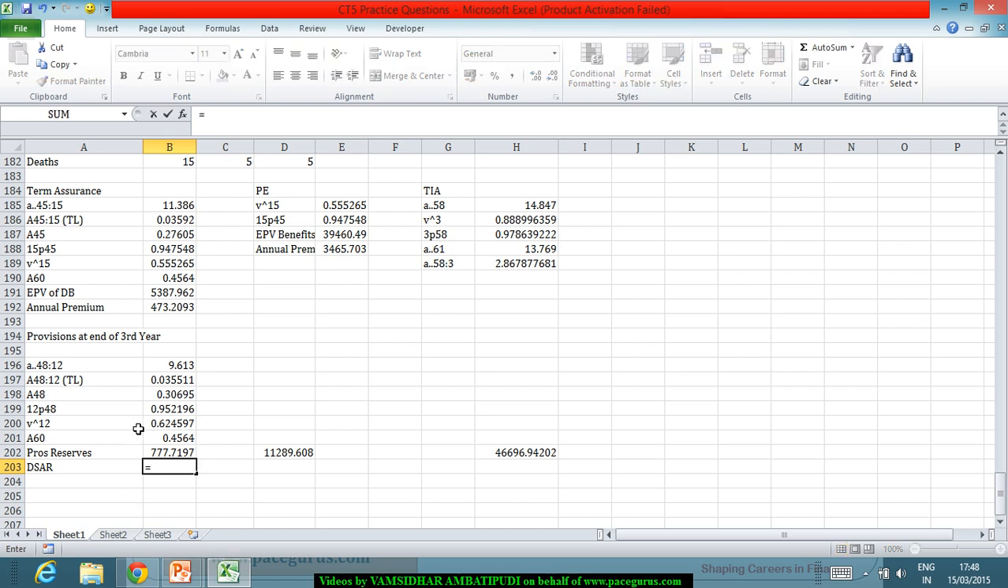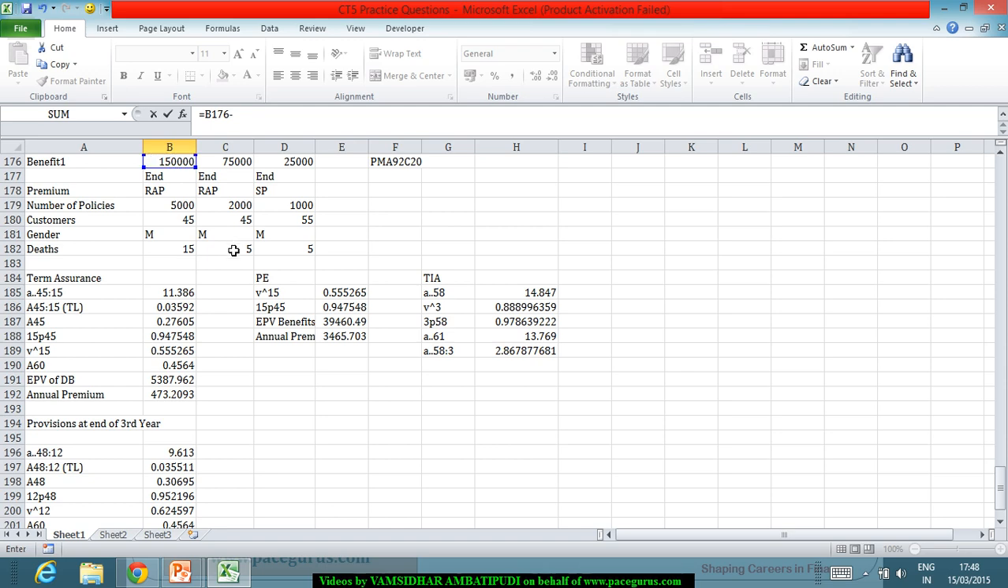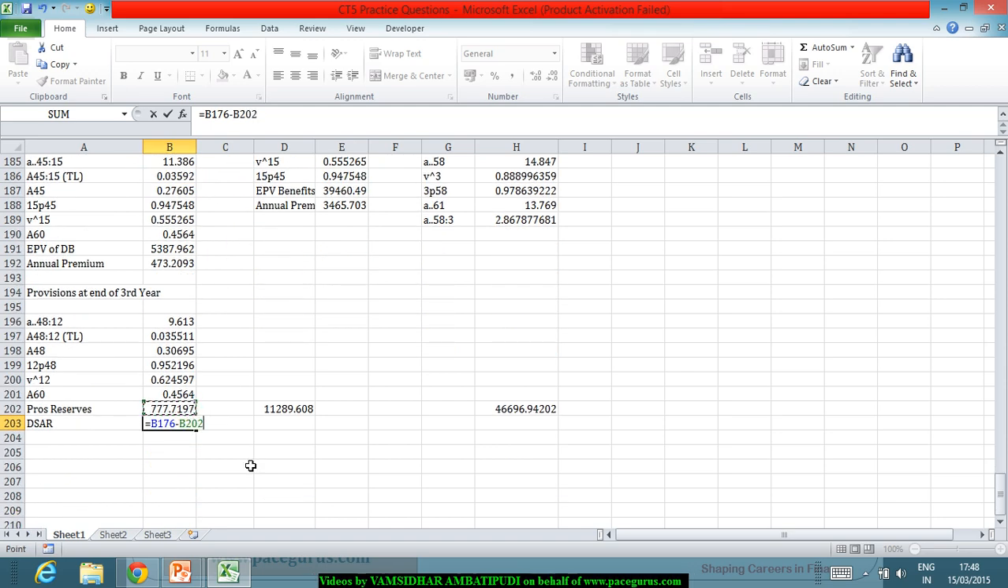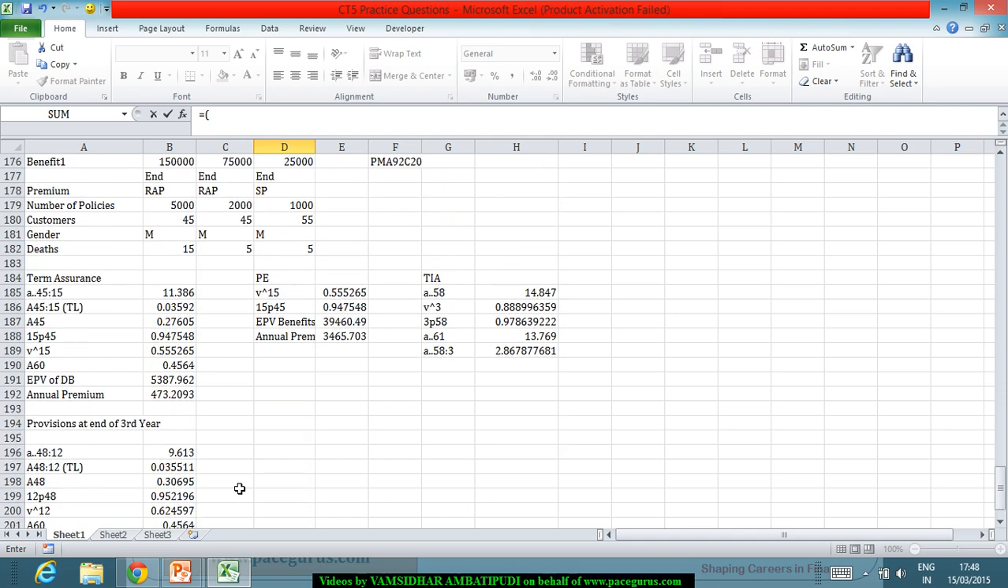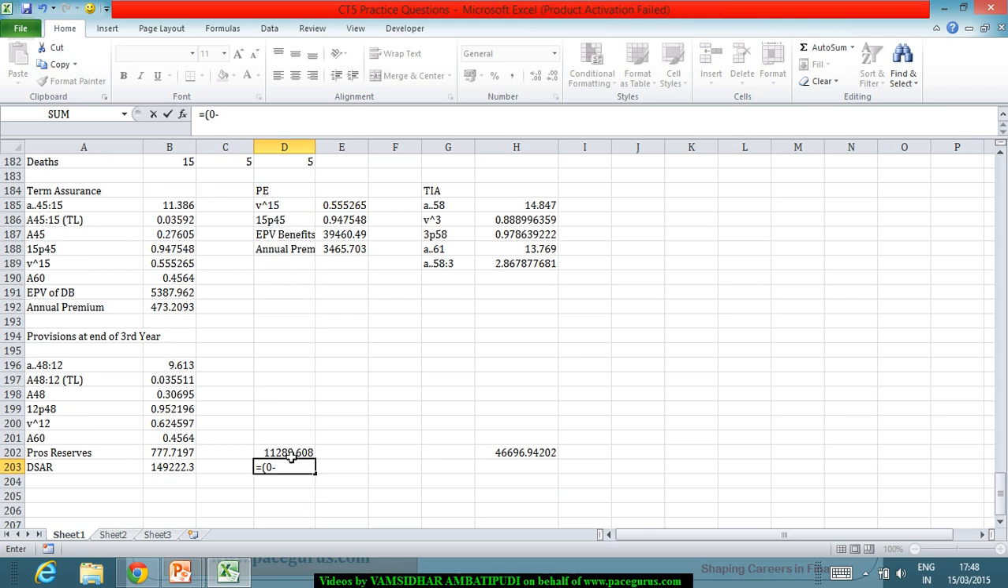In case there is a death benefit that needs to be paid, it is 150,000. But the reserve is only 777. So in case the death happens, the death strain that is at risk is this much. Whereas in the other case, in case of death there is nothing, only on maturity, which means the death strain that is at risk is minus 11,289, because if death happens, nothing needs to be paid.